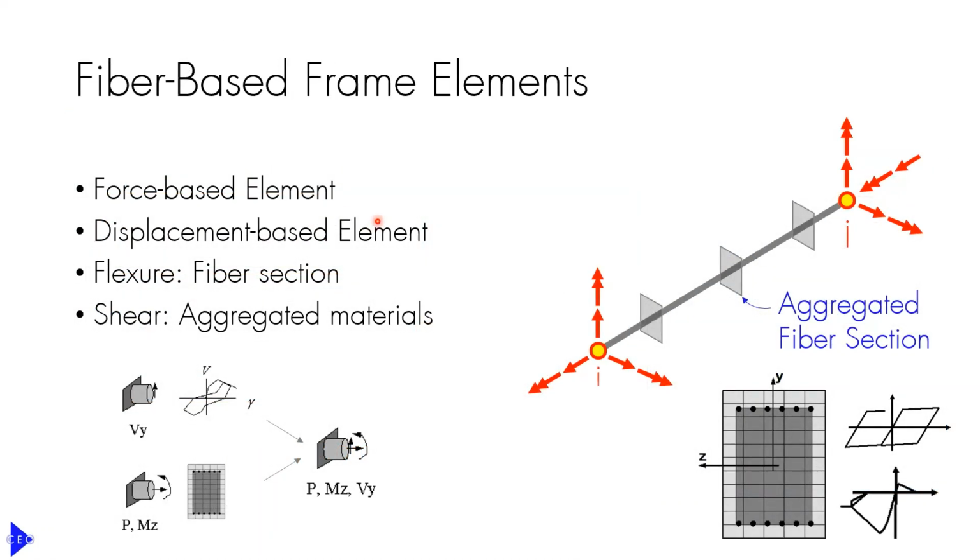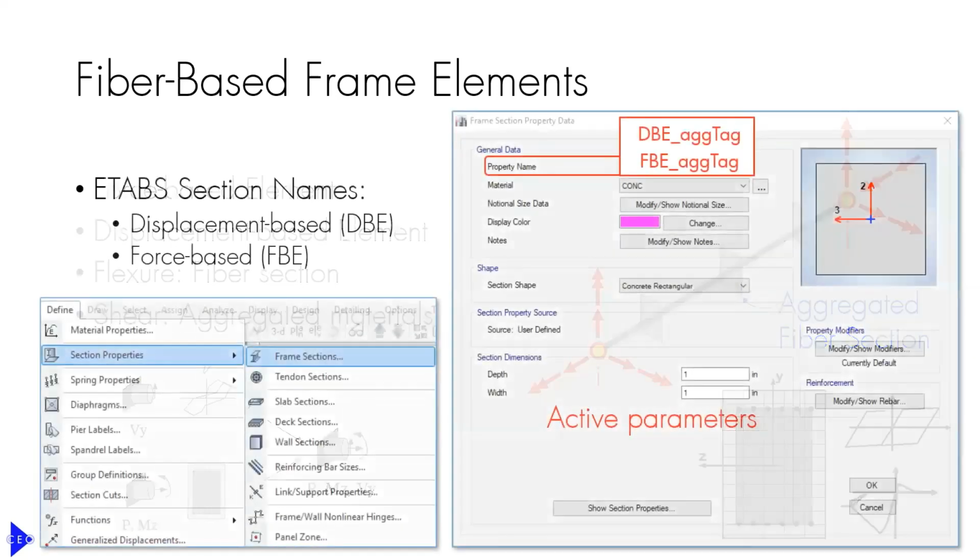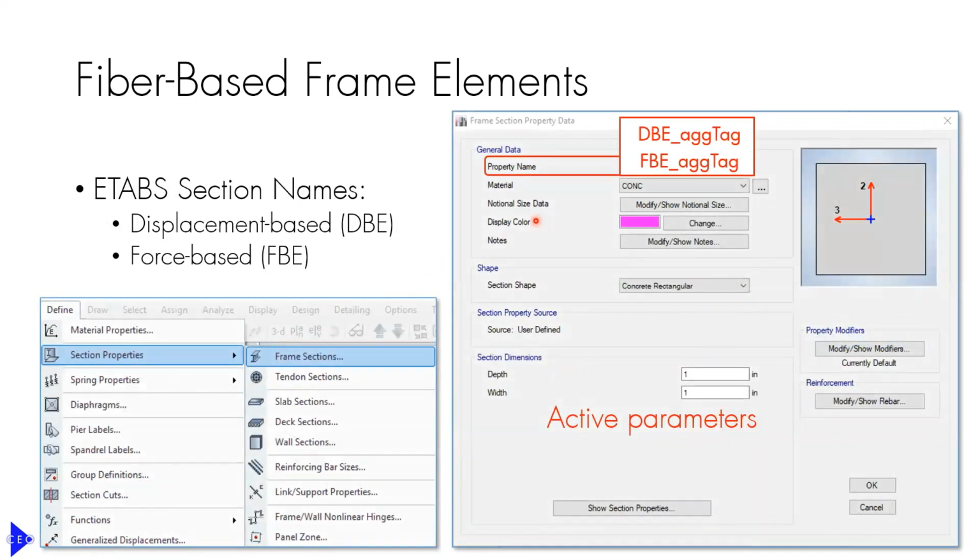And this is the last example, I believe, for this definition. These are very common, right? So fiber-based elements, we have both displacement-based and force-based elements. And as you know, the first thing you need to do here is define a section, then you have to aggregate it, right? To assign the shear behavior and torsional stiffness. So the keywords for the displacement-based or force-based elements are DBE or FBE. All of these other settings are really not active in this case because this is now a nonlinear fiber section.